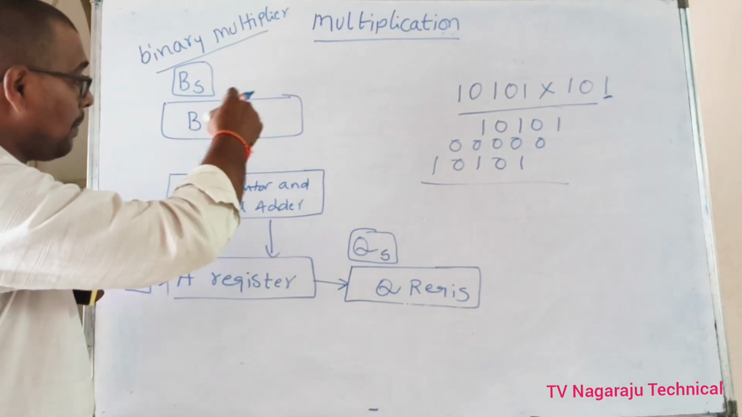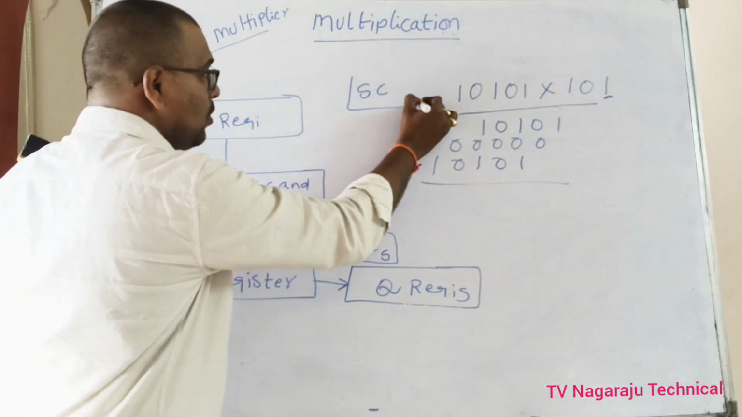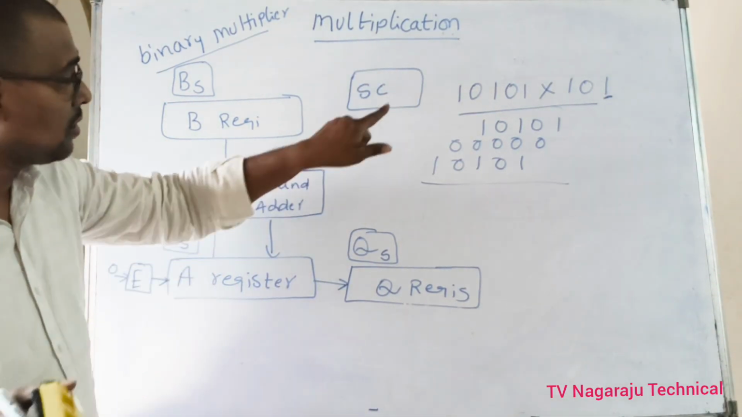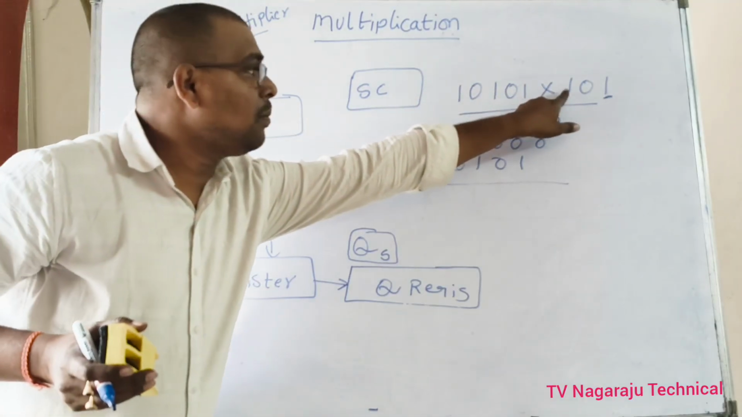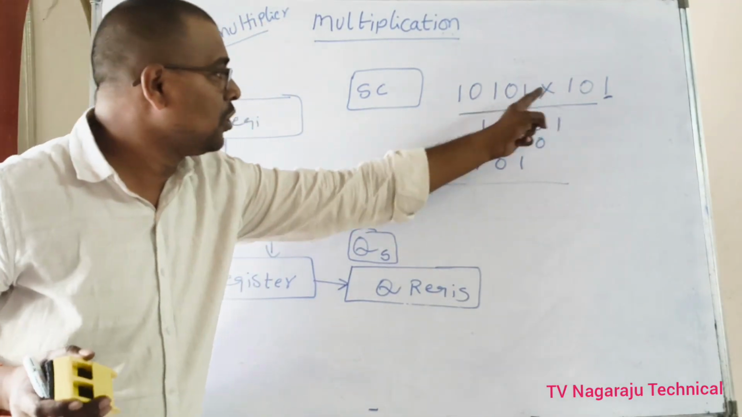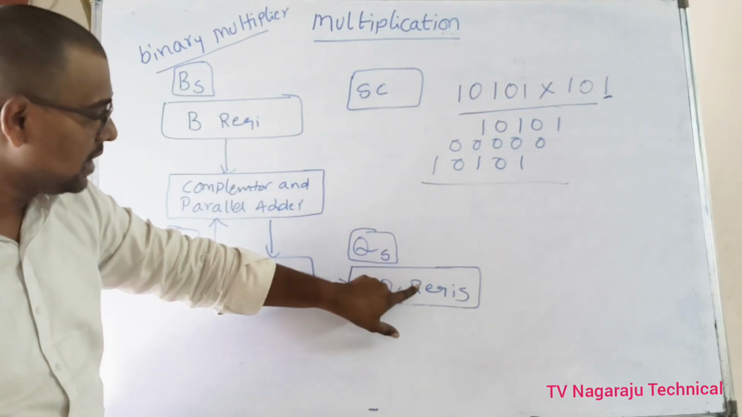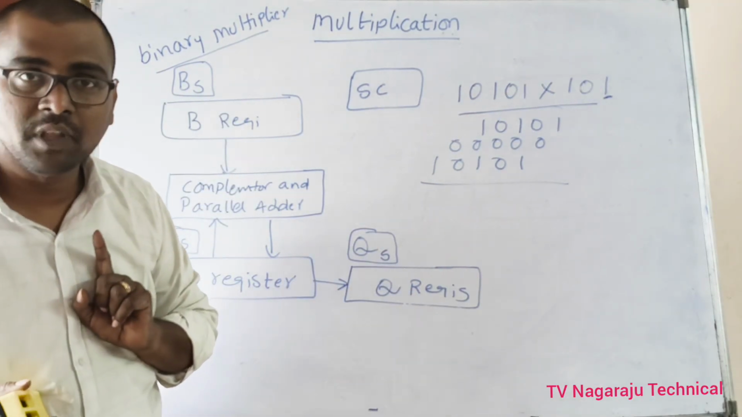Now, how many times is this operation performed? For that, we are using one sequence counter. What is the initial value? The number of bits of the multiplier. If you have 3 bits, 3 operations. If it has 4 bits, 4 times. If it has 5 bits, 5 times. So, the sequence counter is initialized to the number of bits of the multiplier.